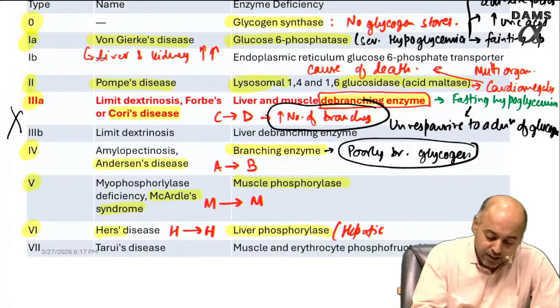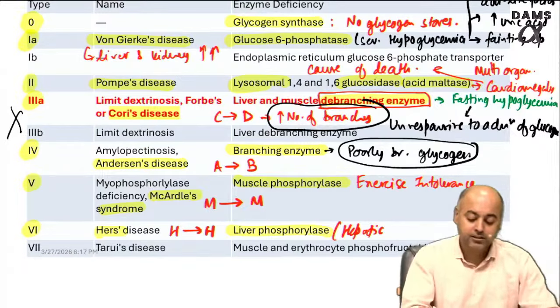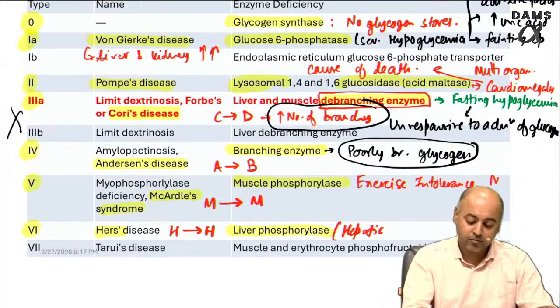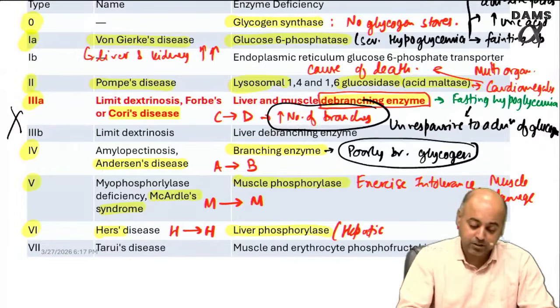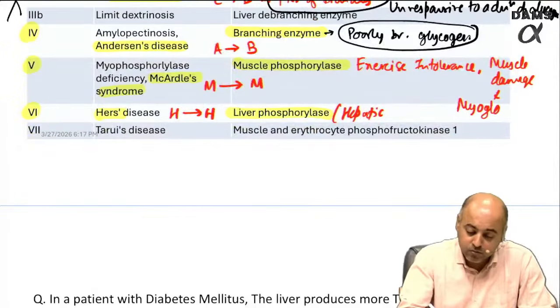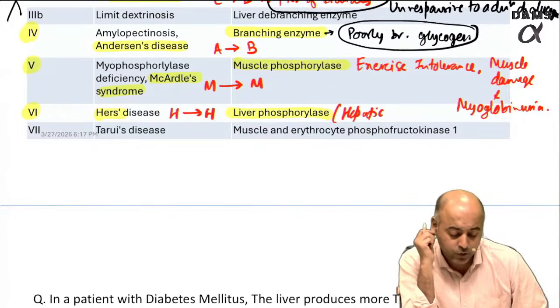In type 5, what you have to remember is exercise intolerance. Along with exercise intolerance, you can also have muscle damage, which can cause myoglobinuria. So discolored urine or colored urine, these terms can be there in the question.